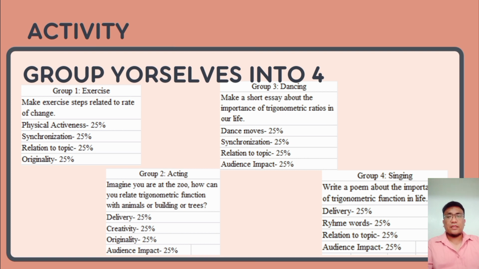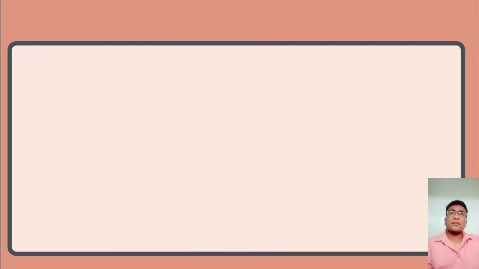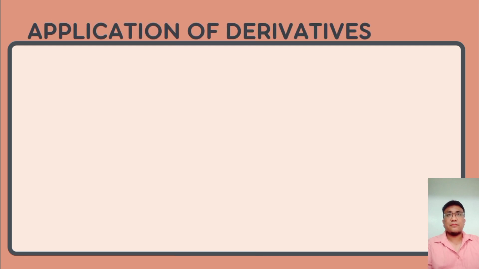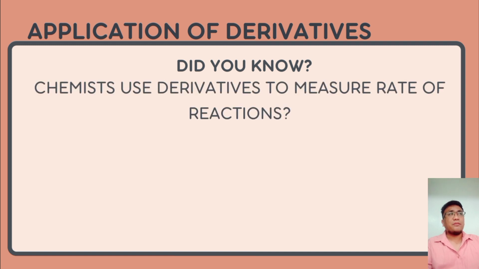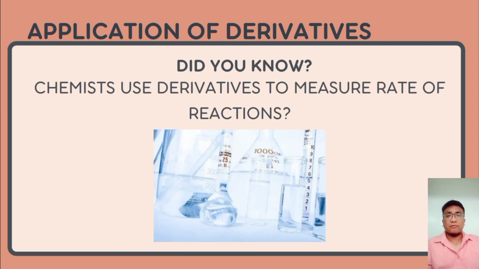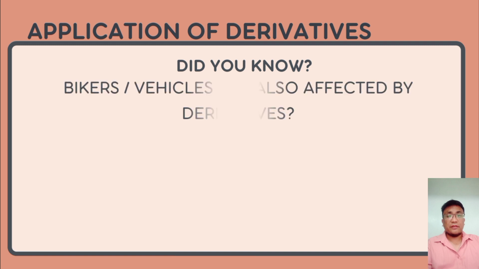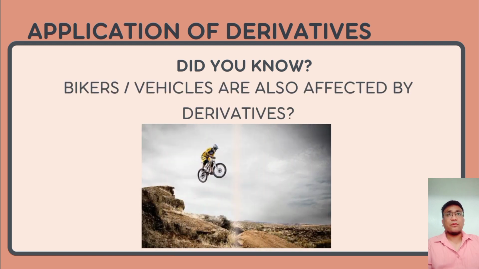So now, after the activity, we already learned about the differential equation. So I will make statements now for the application of derivatives. Did you know chemists use derivatives to measure the rate of reaction? Amazing, right? Did you know bikers and vehicles are also affected by derivatives? Yes.